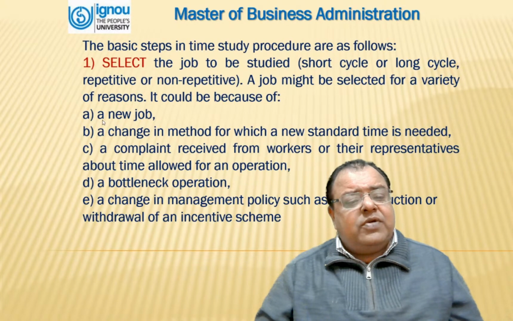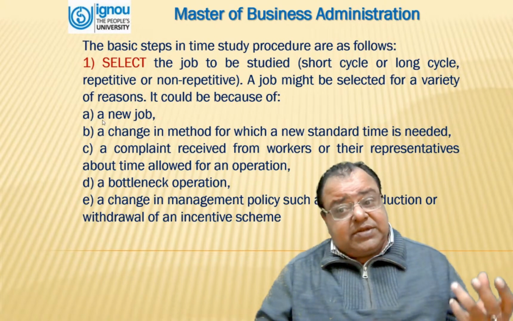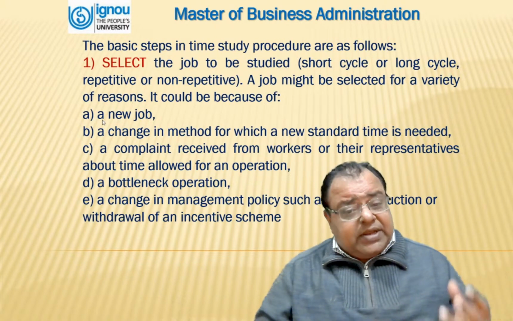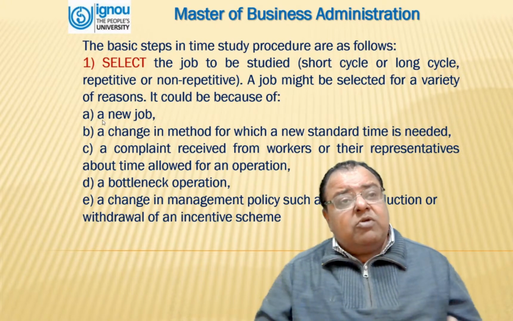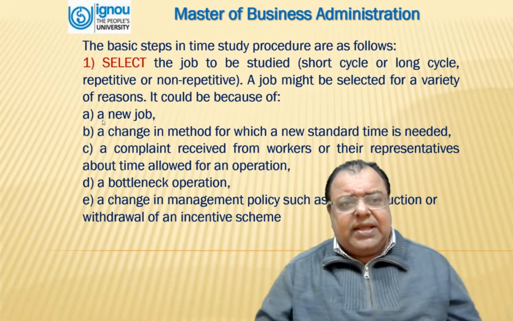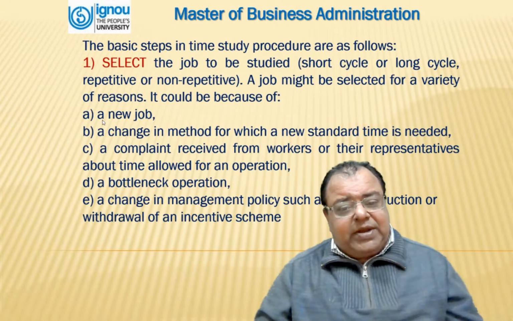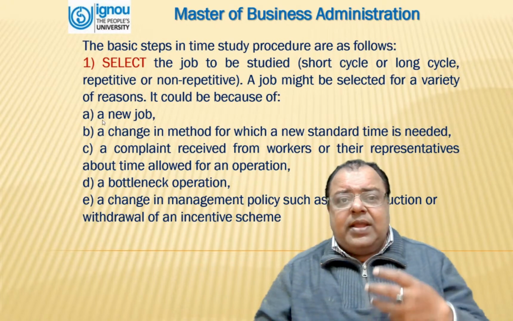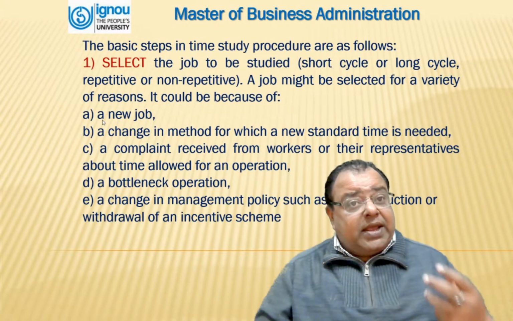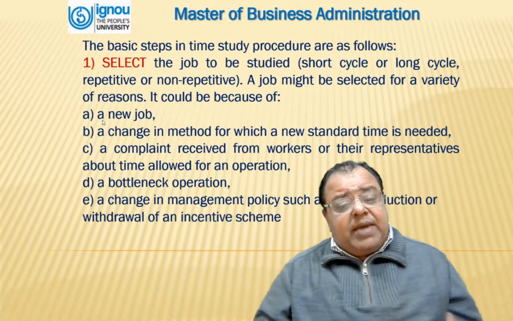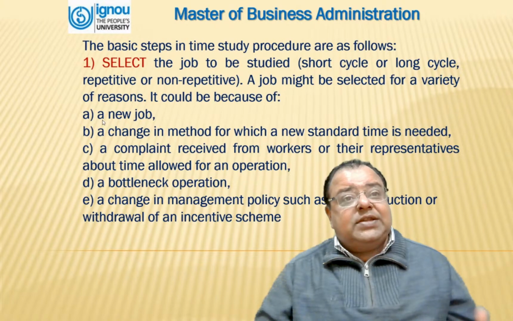It could be because of a new job, a change in method for which a new standard time is needed, or a complaint received from workers or their representatives about the time allowed for the operation. The worker can say that the time you have permitted for completing a particular job is either too high or too low. Other reasons are a bottleneck in operations, or a change in management policy, such as introduction or withdrawal of an incentive scheme.